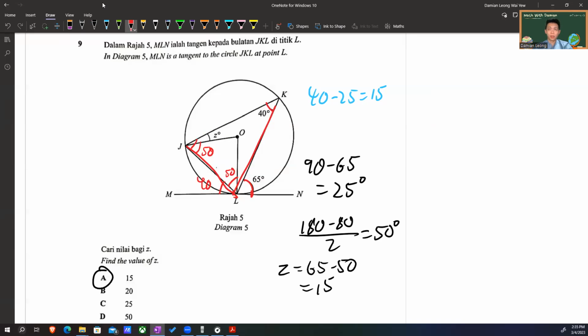Or you can find here, use quadrilateral. Or you can find here, use triangle: 180 minus here, 50, minus 50, minus this. So there are plenty of ways to do this kind of question. It doesn't matter which way you use, but you have to get the correct answer.